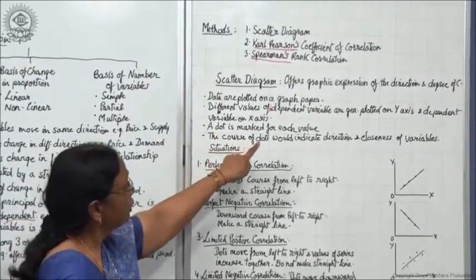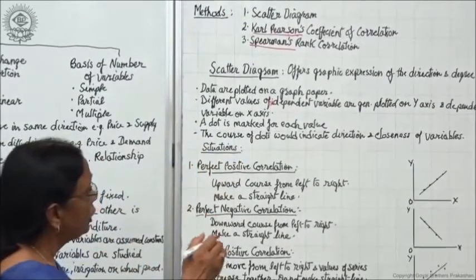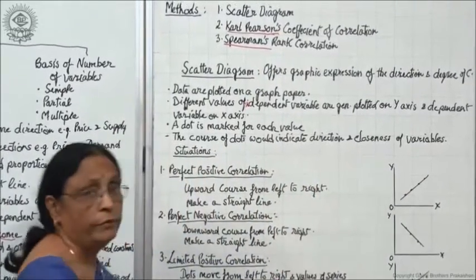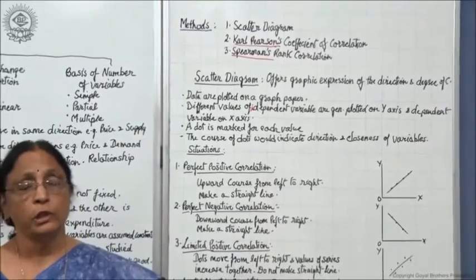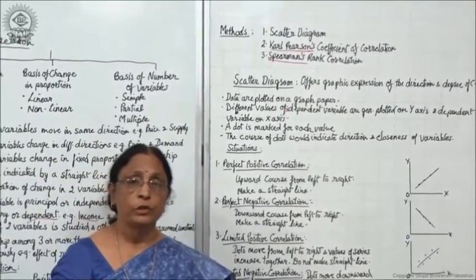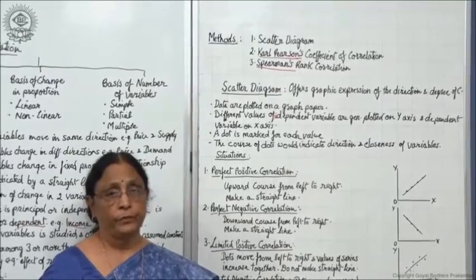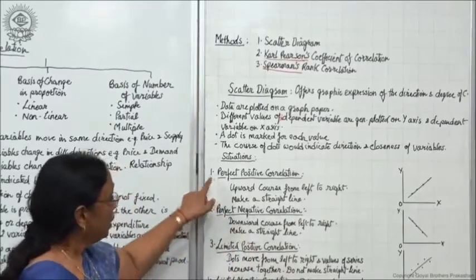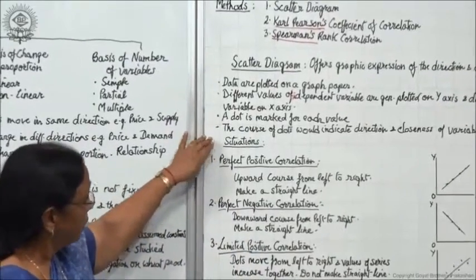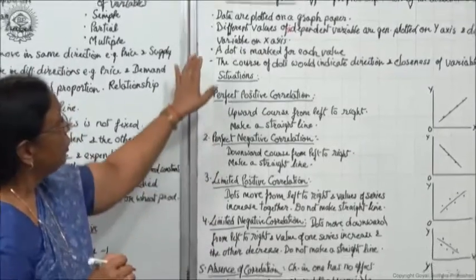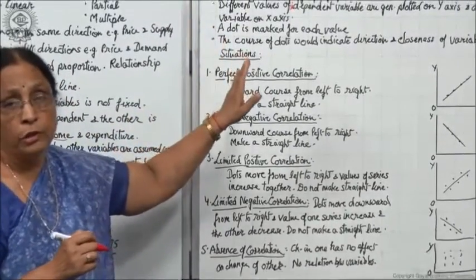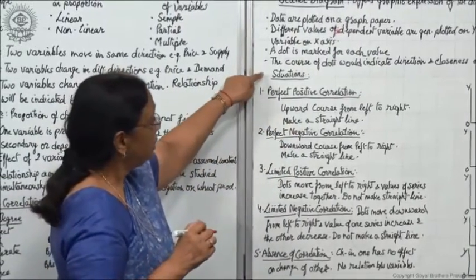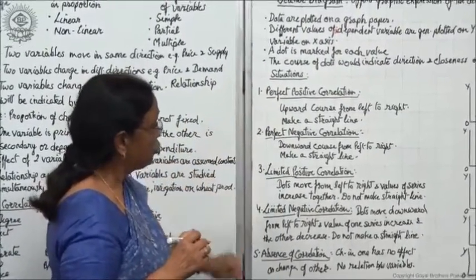A dot is marked for each value. We put the dot for each value, and the course of dots would indicate direction and closeness of variables. On the basis of dots, you will know the direction or closeness of variables. This will be clear when you draw the graph. Now there may be the following 5 situations when you plot the dots or make the diagram on the graph paper. Then you will come across mainly 5 situations.